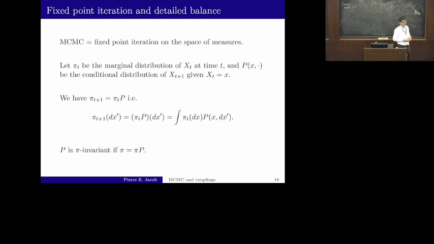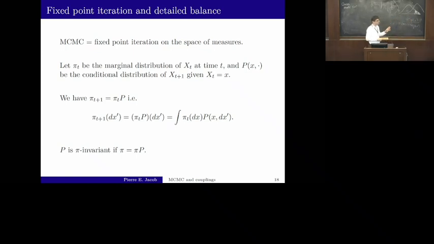So the theorem would say something like, suppose that the kernel you're using satisfies this pi invariance. Then the limit of the total variation of pi t plus 1 relative to pi, as t goes to infinity, goes to 0. That's the basic statement. But then of course you want to know the rate of convergence and all that stuff.